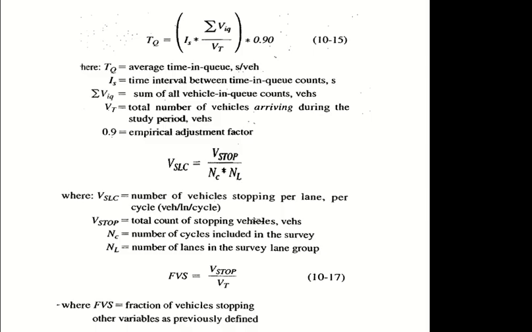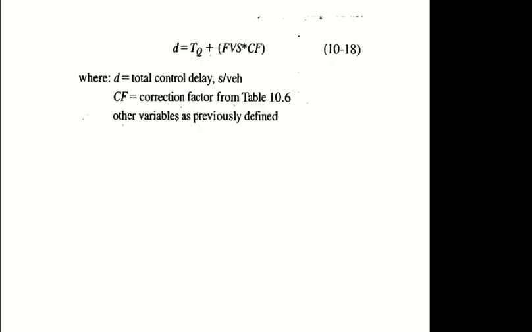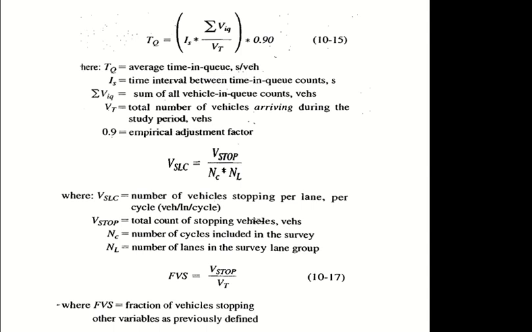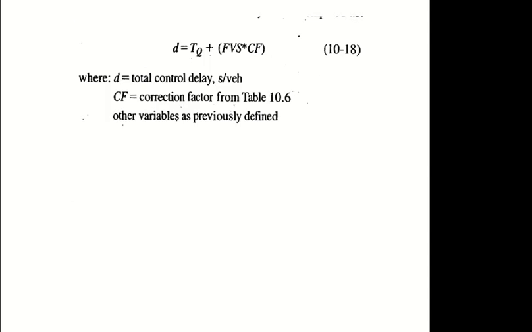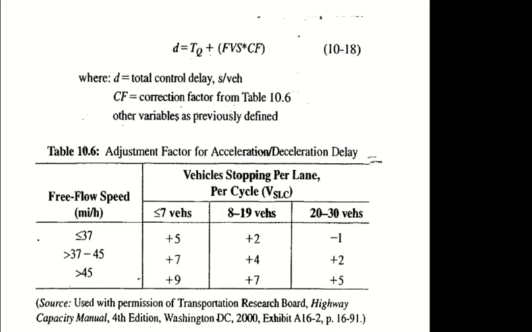Once you have all these things, now we move on to the last item of this calculation, which is the control delay. Delay because of the signal. So you need TQ, the time in queue delay, calculated here, the first value. You need the fraction of vehicles stopped, which we calculated here, the last value. And you need the correction factor. The correction factor has a table.